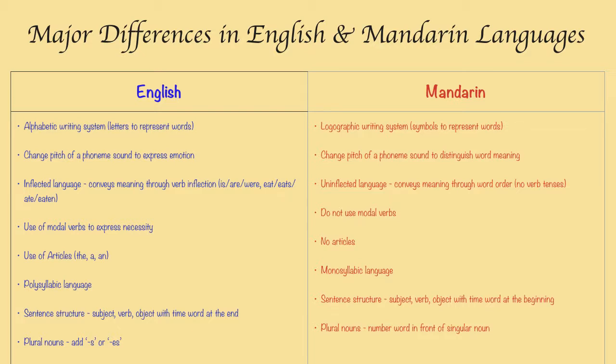Another major difference between English and Mandarin is that we have the use of plurals in English, and in Mandarin, they use a number word in front of a singular to express a plural noun. An example is, "my cats" versus "my many cat."